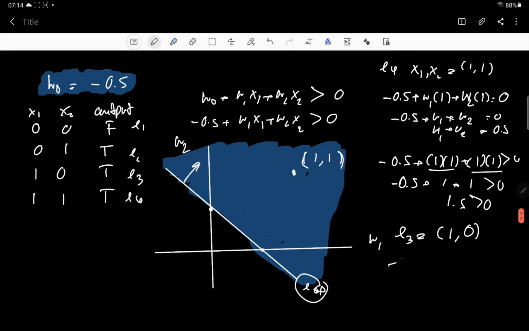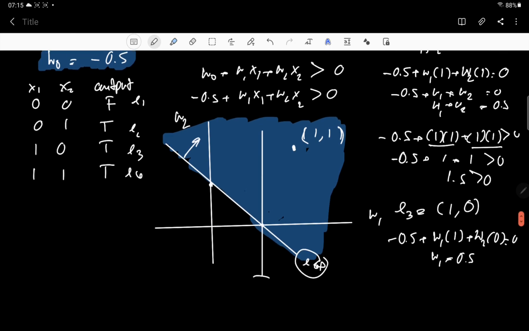Our equation will be minus 0.5 plus W1 x1, that is 1, plus W2 x2, that is 0. The line is 0. So W1 will be 0.5. So where is W1 is 0.5? Here, right? W1 is 0.5. So this one is for E3.